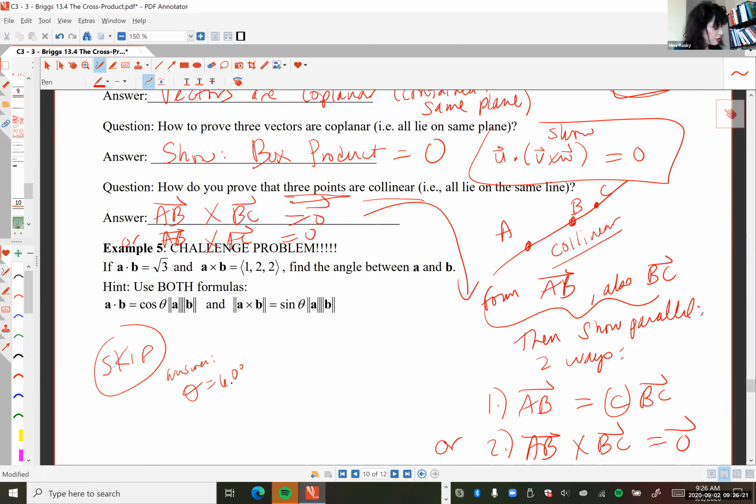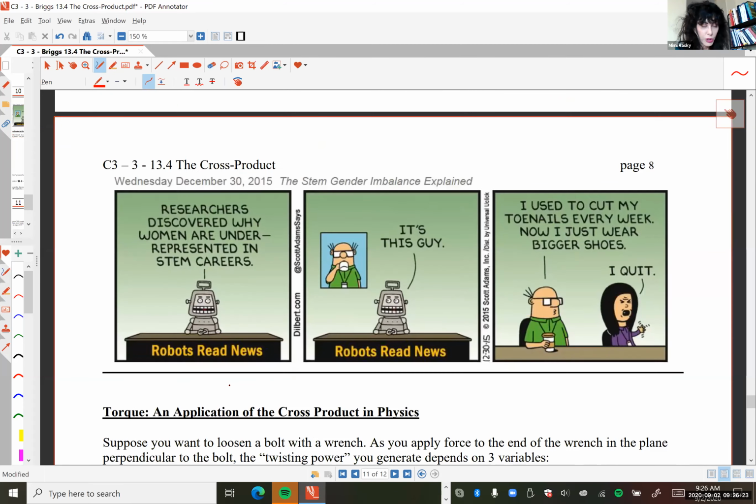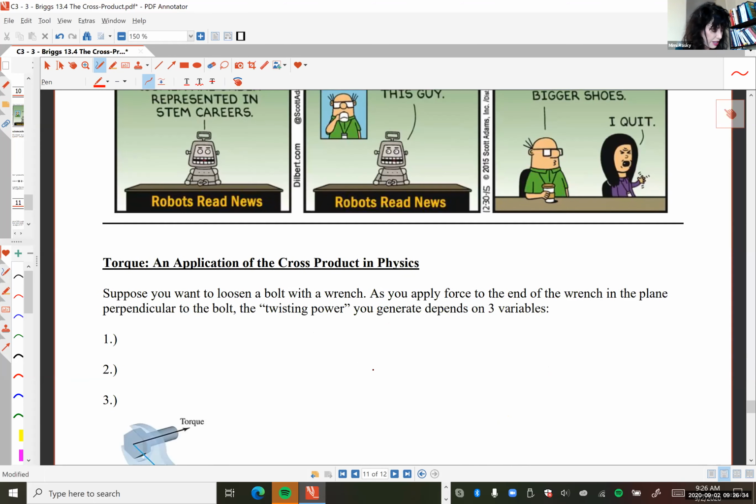Okay, so let's do torque and wrap up cross product so I can get into the next section. So, yeah, I love Dilbert. A few times a week I like to read Dilbert, and he usually has some funny stuff, so I just thought that was hilarious.